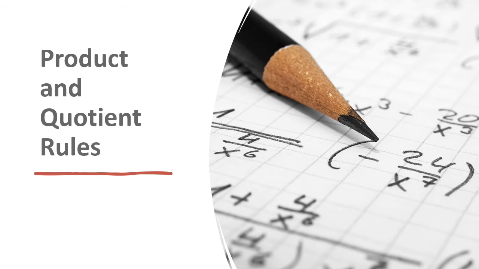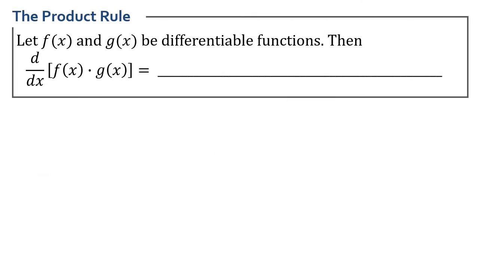Let's continue to explore rules of differentiation with the product and quotient rules. Let's start with the product rule. Let f of x and g of x be differentiable functions. Then the derivative of the quantity f of x times g of x equals... So before we fill this in, let's talk about it.